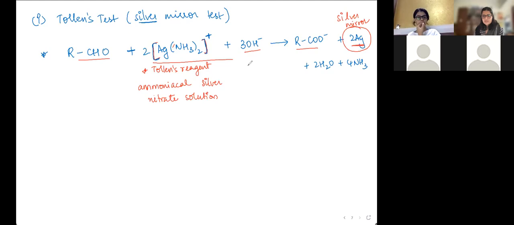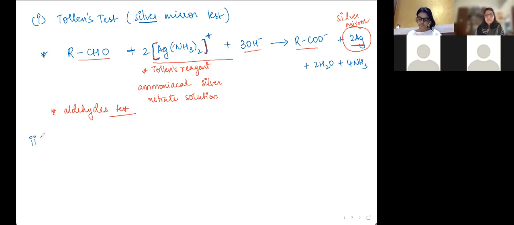And then three, what gives the test, what does not? It is given by aldehydes only. It's a test for aldehydes. Ketones do not give it. And the result is the formation of a silver mirror. How do you identify it? Okay. So this is one.